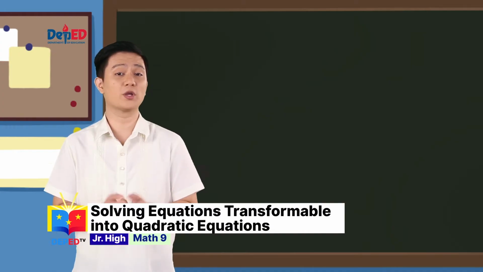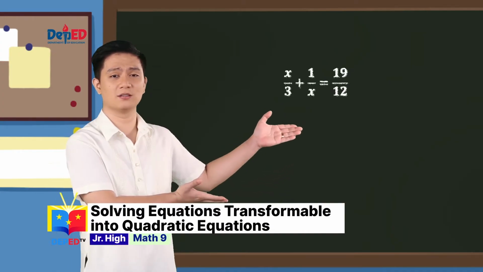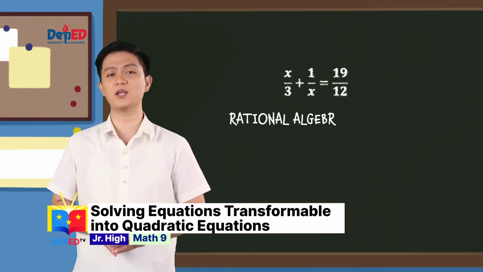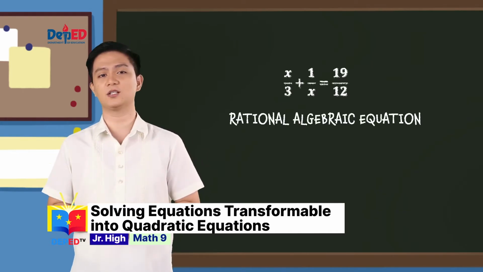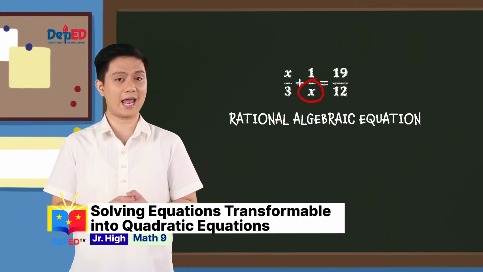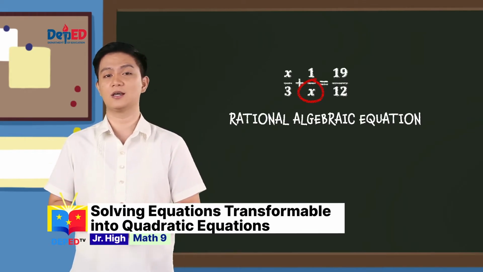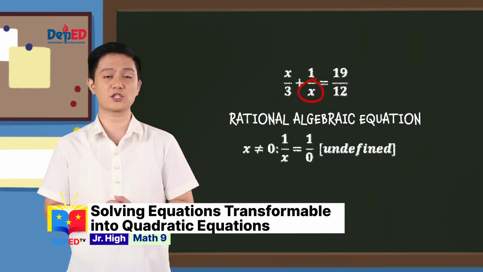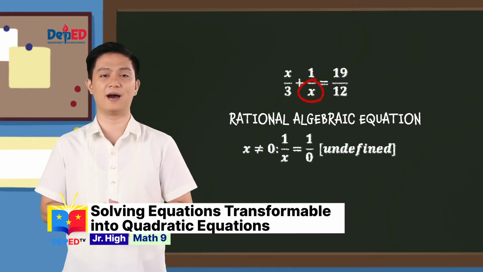What about if we are given this equation? Such an equation is called a rational algebraic equation. In this type of equation, we see variables in the denominators. And since x is one of the denominators, the value of x can't be 0. Otherwise, the expression 1 over x is undefined.